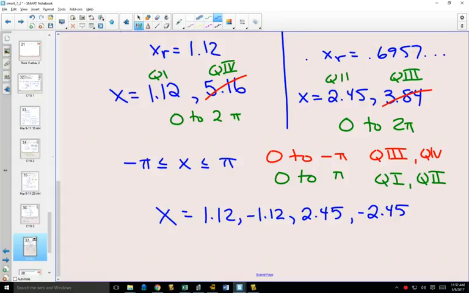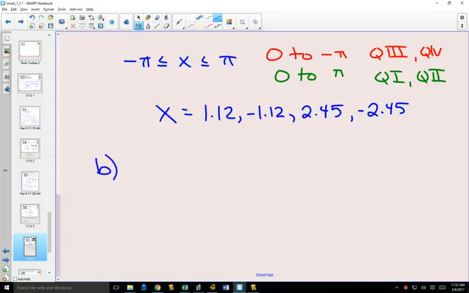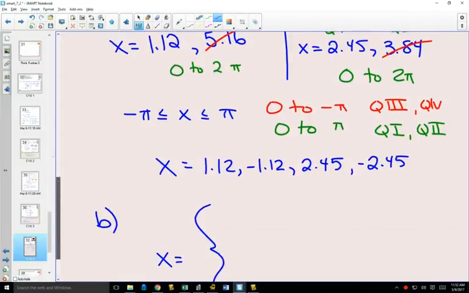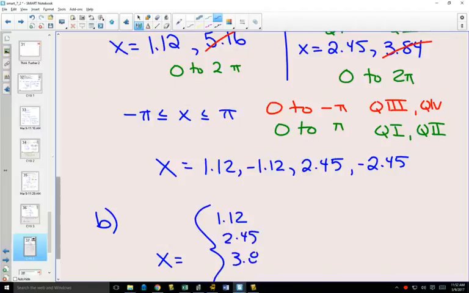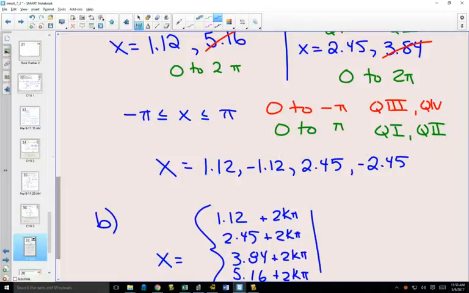Part B said determine the general solution. Well, the general solution, you solve first between 0 and 2 pi, which we did above there. You write all 4 of those out, 1.12. Sometimes they really like it if you do it in ascending order, but it would not be wrong if you didn't. And we add 2k pi to each of them, where k is an integer.